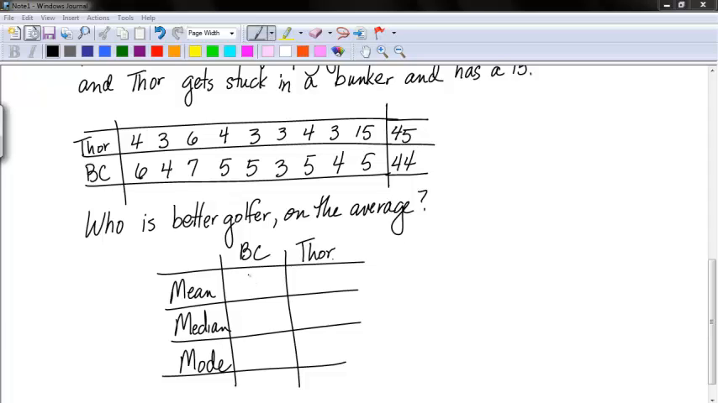Okay, check your answers. For BC, I have the mean as 4.9. You agree? The median I have is 5, and the mode I have is 5. For Thor, the mean I have is 5, the median is 4, and the mode is 3. So if I say on the average, who's the better golfer? It's actually Thor. BC actually won that 9 holes, but on the average, Thor is the better golfer. That's a little bit on measures of central tendency. Now let's do measures of variability.